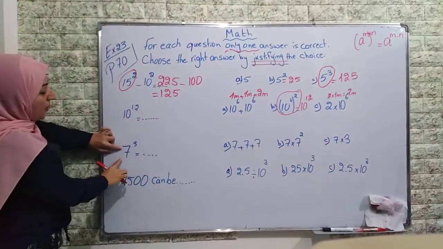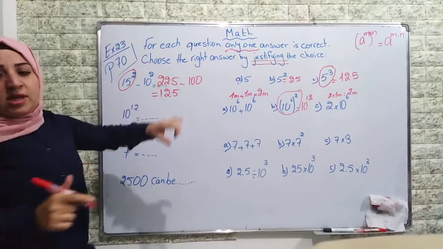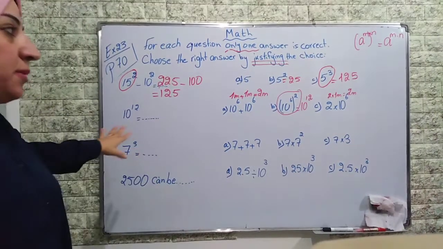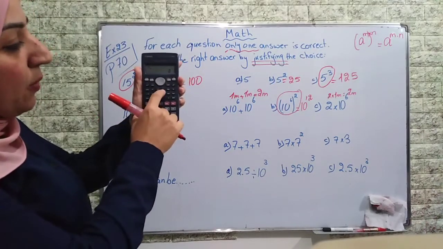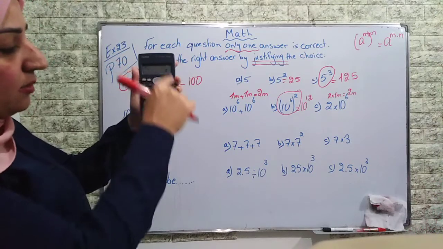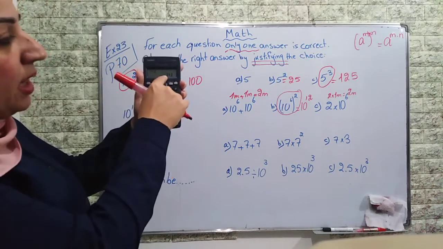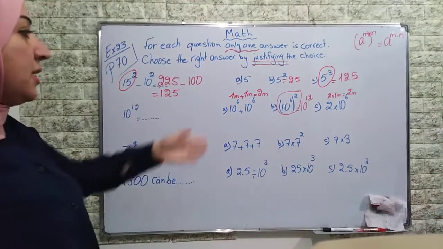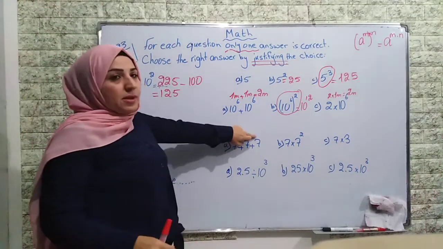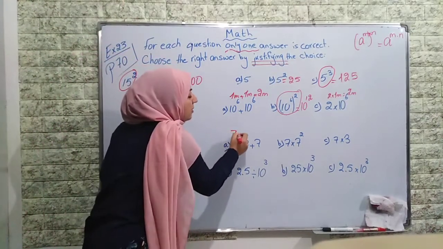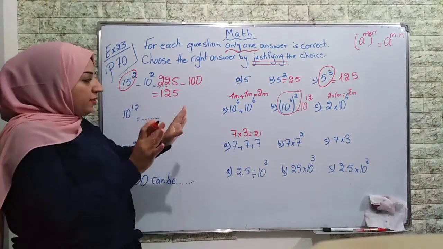Now 7 to the power 3. They don't need here an answer. So if they asked me to find an answer, I can say it's 7 power 3, like that. 7 power 3 equals 343. Okay, let's see here what we can find. 7 plus 7 plus 7, it's the same as 7 times 3, which is 21. Okay, they're talking about a different concept.